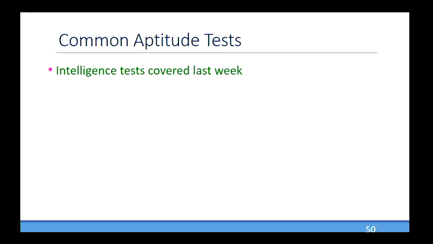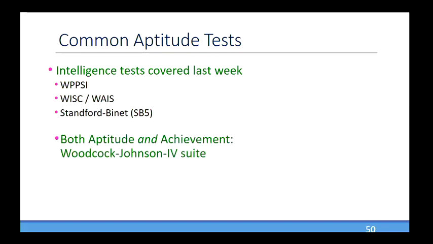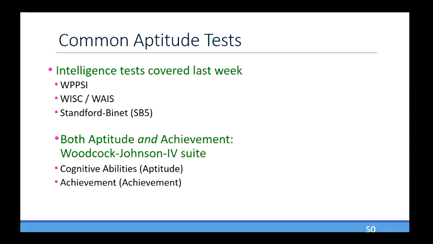So intelligence tests were covered last week. You know, the WPPSI, the WISC, the WAIS, the Stanford-Binet. There's some tests that combine both, so achievement and aptitude. The Woodcock-Johnson 4 suite. So they have the cognitive abilities, the aptitude component, and they have the achievement. They also have an oral language component. So if their oral language skills are good, but their reading is poor, that tells you that they probably have dyslexia, and that's useful information.